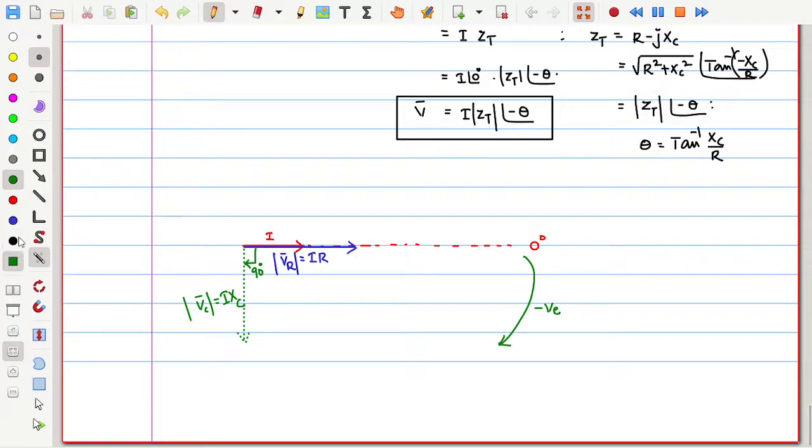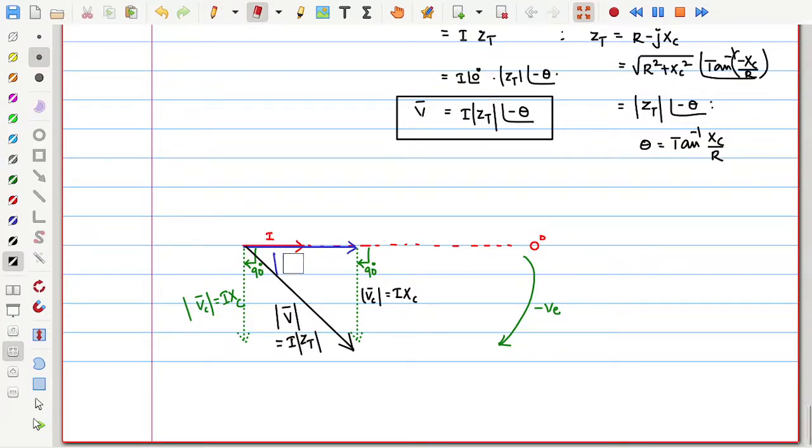Now, in order to do the phasor addition, I will take this vector of the capacitor voltage to the tip of VR. So that now VR plus Vc, what does it give? Let me write this as Vc, that is I into Xc. VR plus Vc is the total voltage V. How much is the total voltage V magnitude? I into ZT magnitude. Check it. I into ZT.